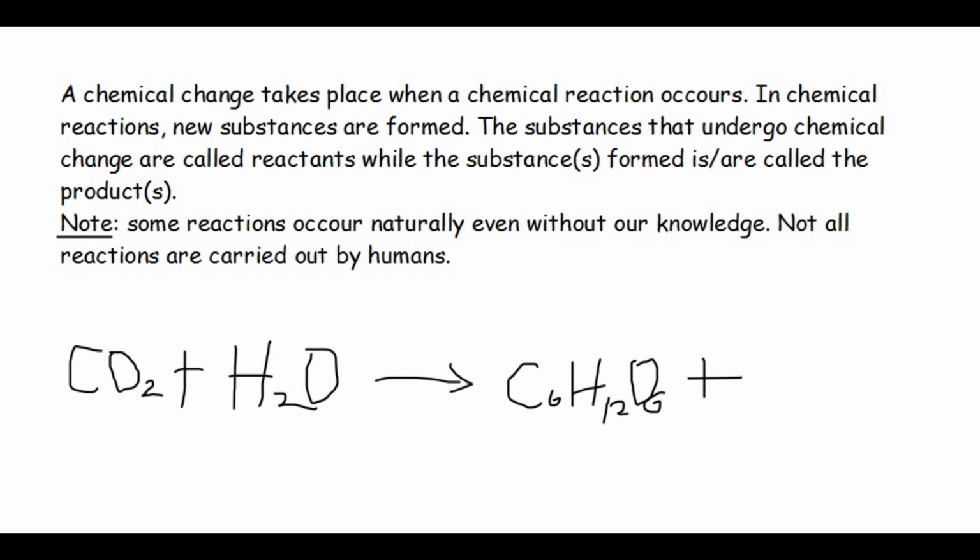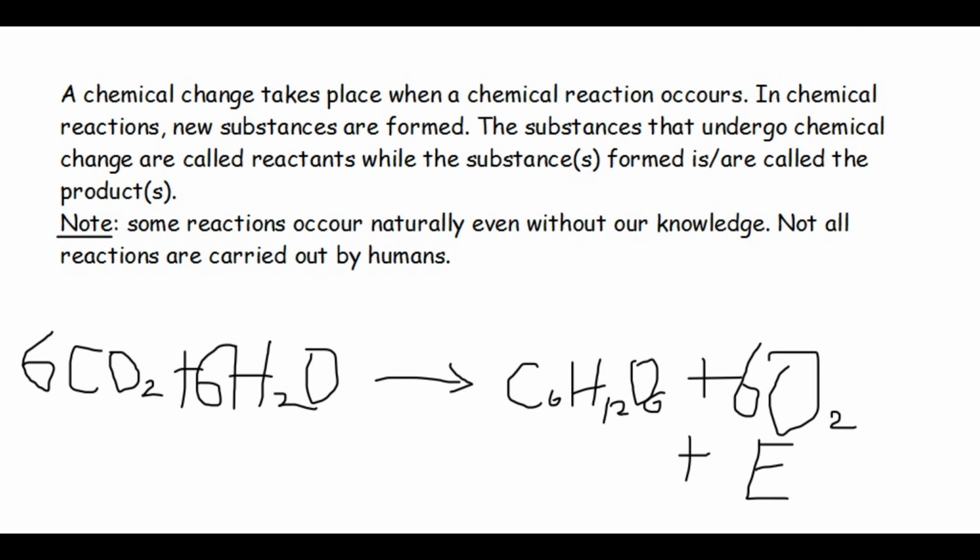And release oxygen, and at the same time it creates energy for itself. I'm just going to denote energy as E for this reaction. Now we're going to balance it. This is a type of reaction that occurs on its own. It's carried out by plants, usually in the process of photosynthesis.